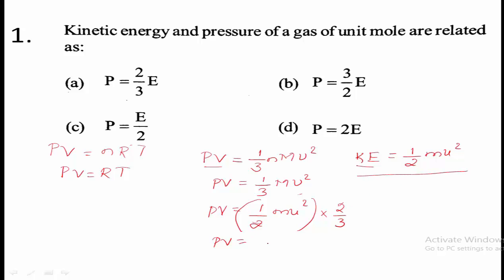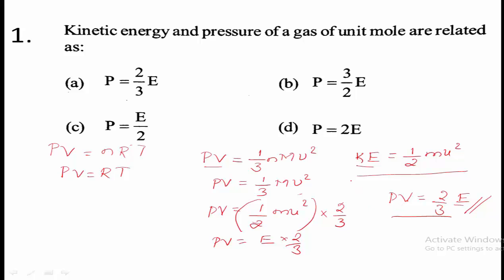Therefore, PV is equal to, instead of writing 1 by 2 mu square, I will write it as E, that is kinetic energy, into 2 divided by 3. Or in other terms, I will write PV is equal to 2 divided by 3 into E. So this is how we can relate the kinetic energy and pressure of a gas of unit mole, where E is kinetic energy and PV is pressure and volume.